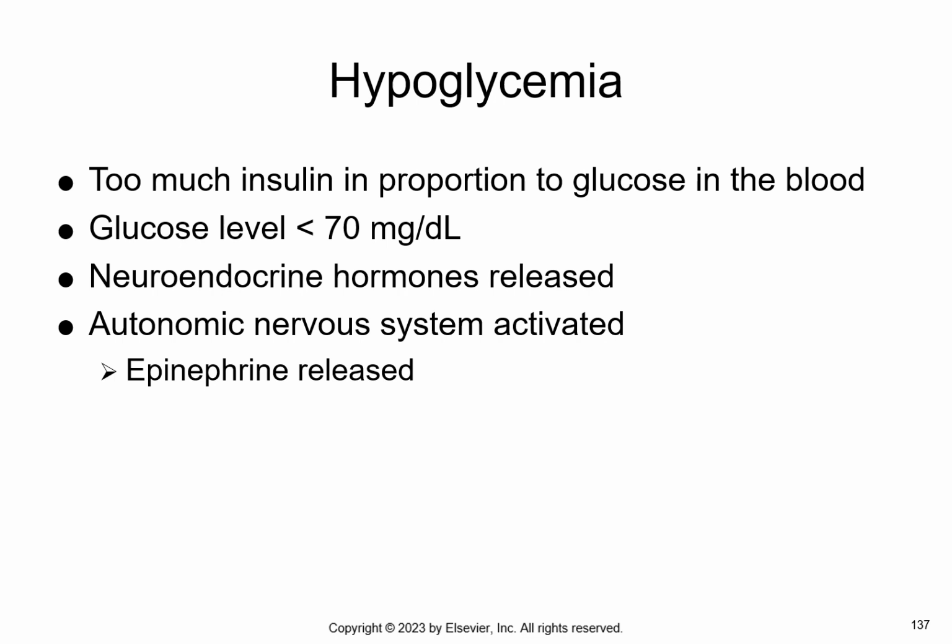When we're looking at hypoglycemia, or low glucose, it occurs when there's too much insulin in proportion to available glucose in the blood. This causes blood glucose levels to drop to less than 70. When glucose drops below 70, the body releases counterregulatory hormones and activates the autonomic nervous system. Suppressing insulin secretion and producing glucagon and epinephrine provide a defense against hypoglycemia.